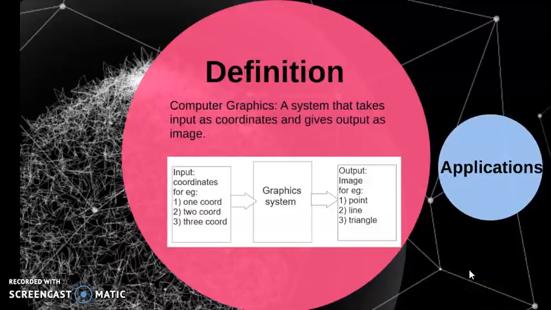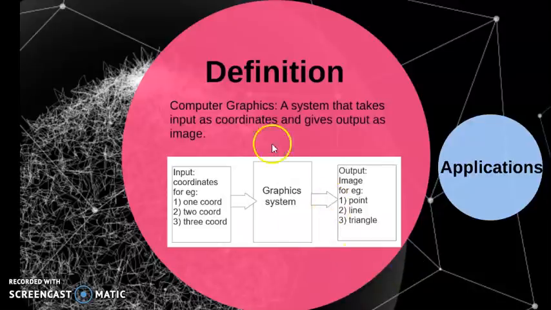So in layman terms, what is computer graphics? Computer graphics is nothing but a system that takes input as coordinates and gives output as an image. So computer graphics is not only coloring an image, but basically it is to create an image and to manipulate an image. When I say manipulating an image, it could be anything from moving the image on your screen to changing the size of the image to providing rotation to an image. These are nothing but simple manipulations to an image.